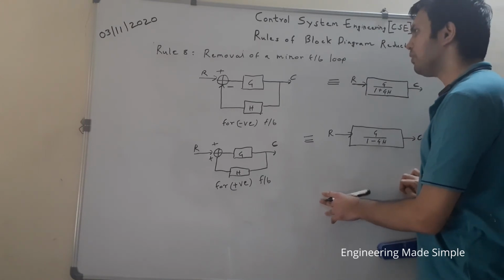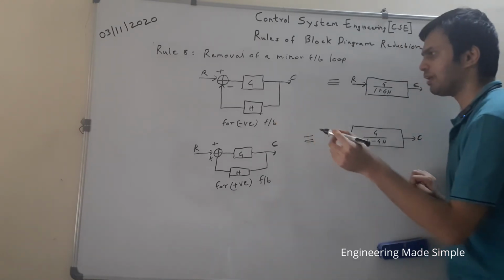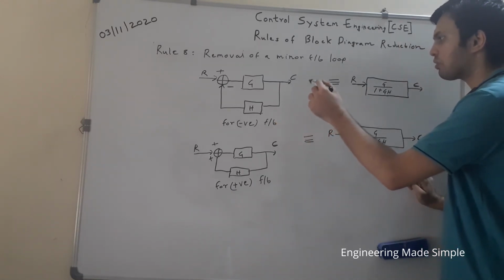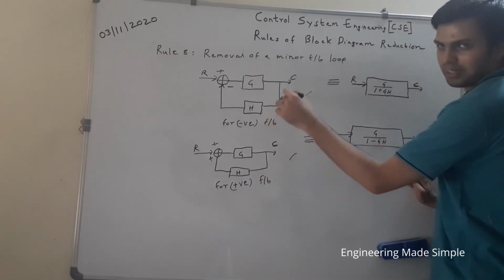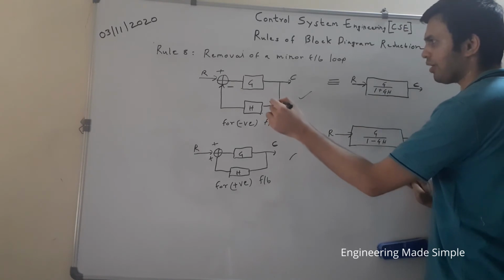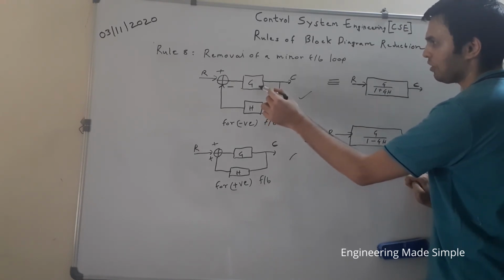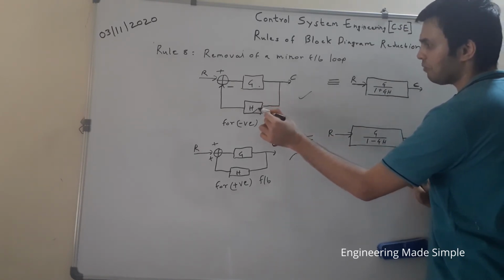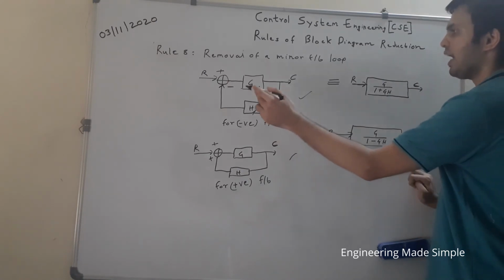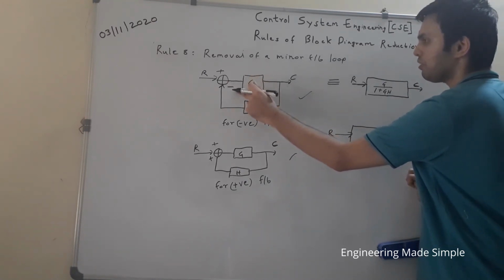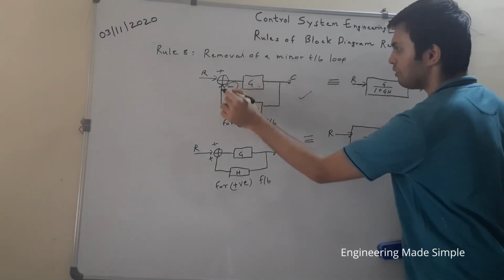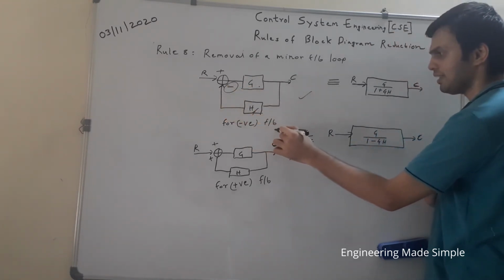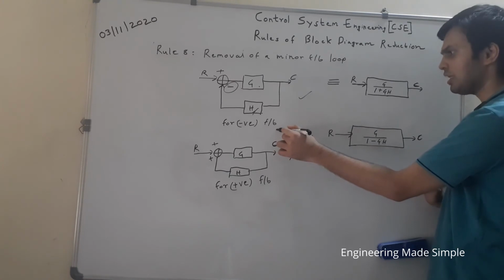Now rule number 8, removal of minor feedback loop. Now observe these two diagrams at the left hand side. This is known as a minor feedback loop, because it is a simple feedback loop consisting only of one gain block in the forward path and one gain block in the feedback path. And as you can see from the polarities of the summing junction, this is plus or minus. So at the feedback point your polarity is minus. That's the reason I have written this block diagram for negative feedback.